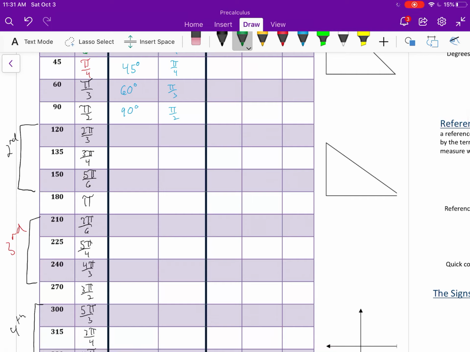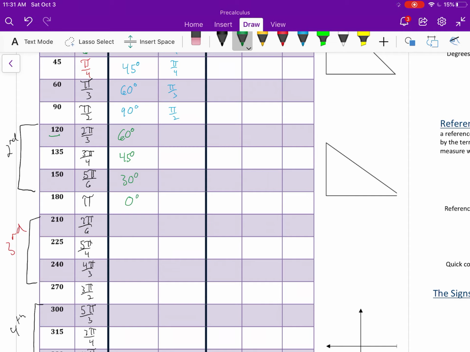And so we can do 180 minus 120. That's 60. 180 minus 135 is 45. 180 minus 150 is 30. And 180 minus 180 is 0.